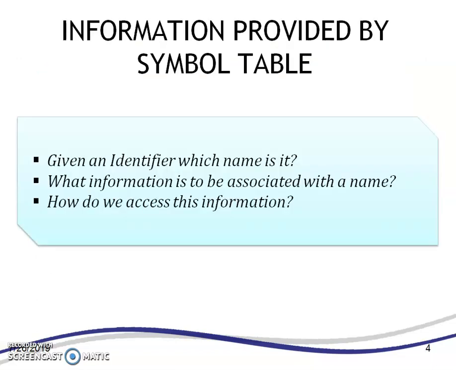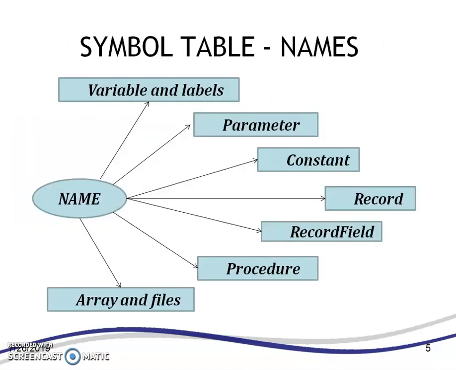Information provided by the symbol table. Given an identifier, which name is it? What information is to be associated with a name? How do we access this information? These are the three major questions that are associated with the symbol table. So, let's discuss each one by one.